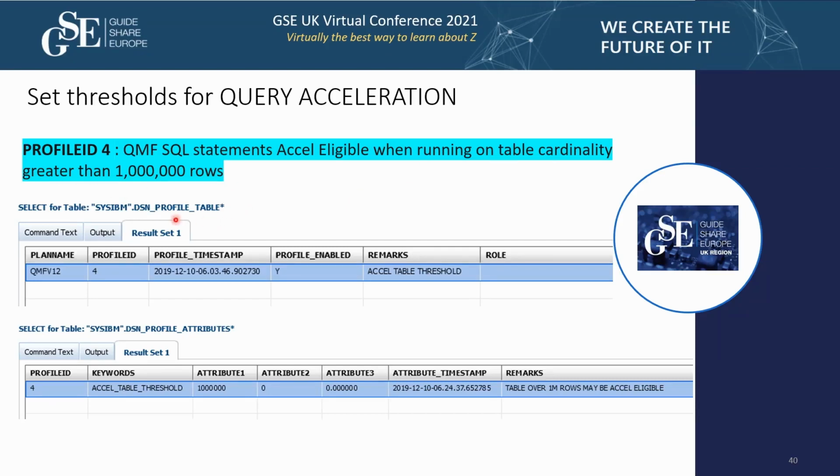So in the profile table, profile ID is number 4. My workload filter is the QMF plan name. In the profile attributes, profile ID number 4, again, the keyword here is ACCEL_TABLE_THRESHOLD, and my trigger value is the number of rows, 1 million rows. So only for tables greater than 1 million rows, coming from dynamic SQL statements from QMF, will be accelerated on my IDAA.